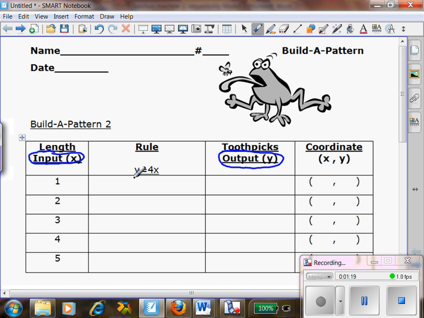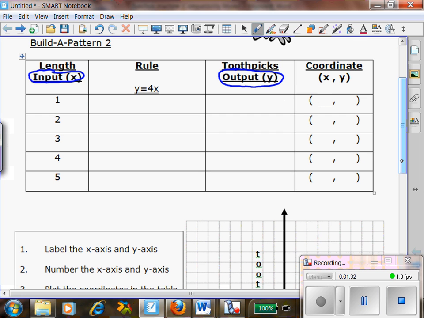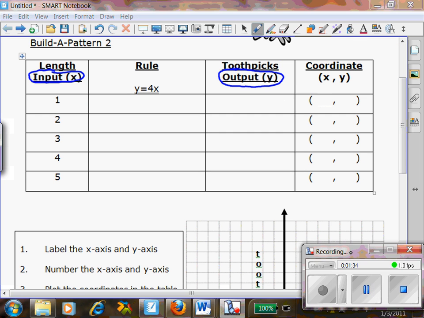So each of your little t-tables on your Build-A-Pattern is going to make up your points here. So let's go through this first one together so you understand what I'm talking about. Let me scroll down here just a touch. So up at the top, I'm going to do Build-A-Pattern 2. And this one was a relationship between the number of squares, or the length of the side of the squares, and the number of toothpicks that it took.